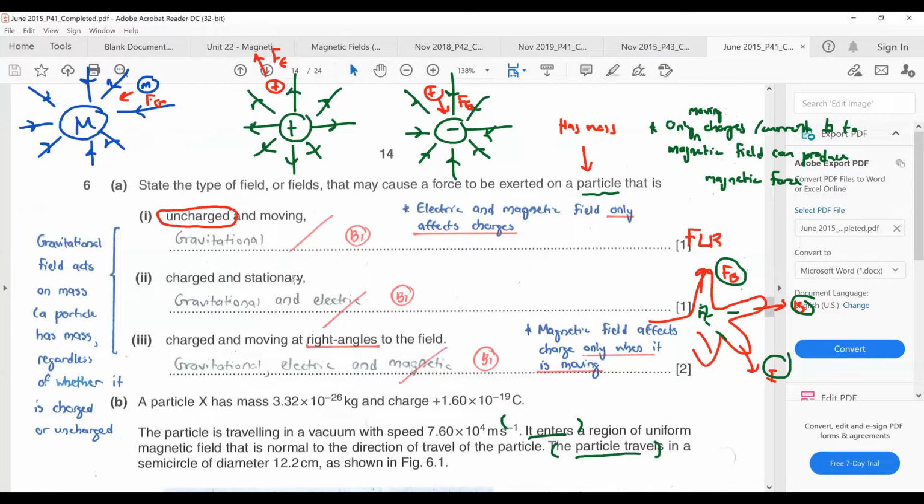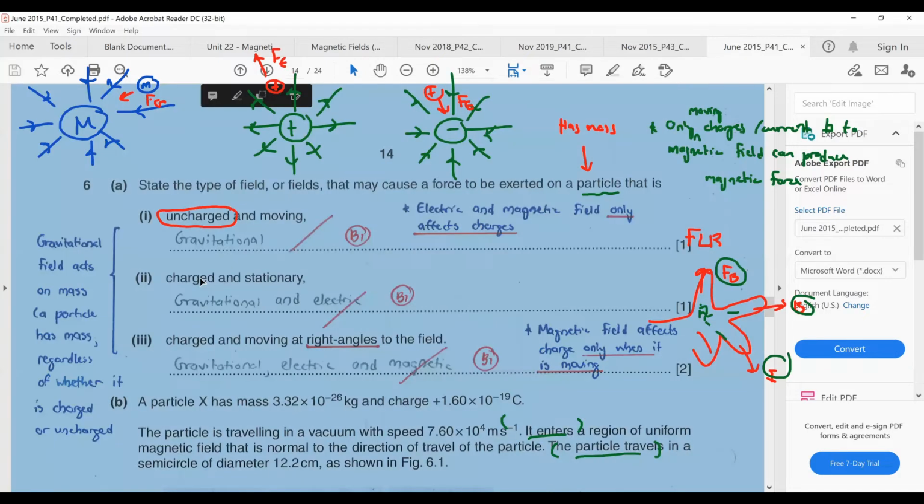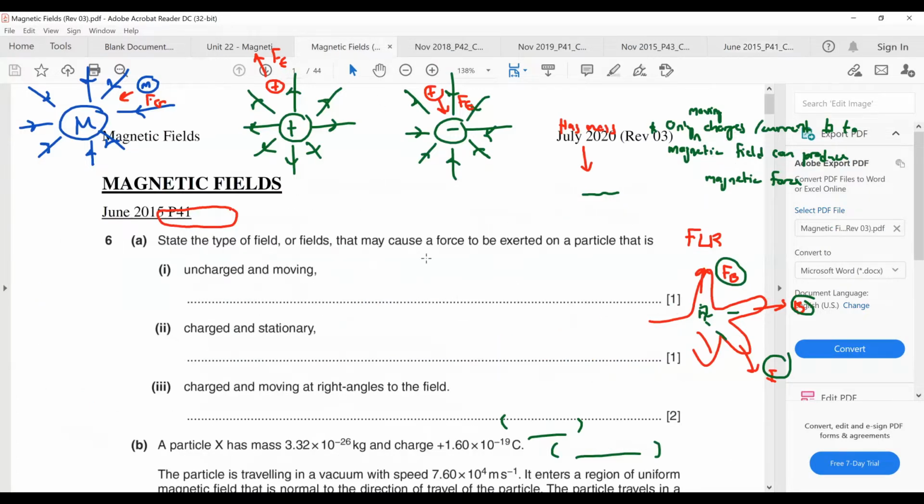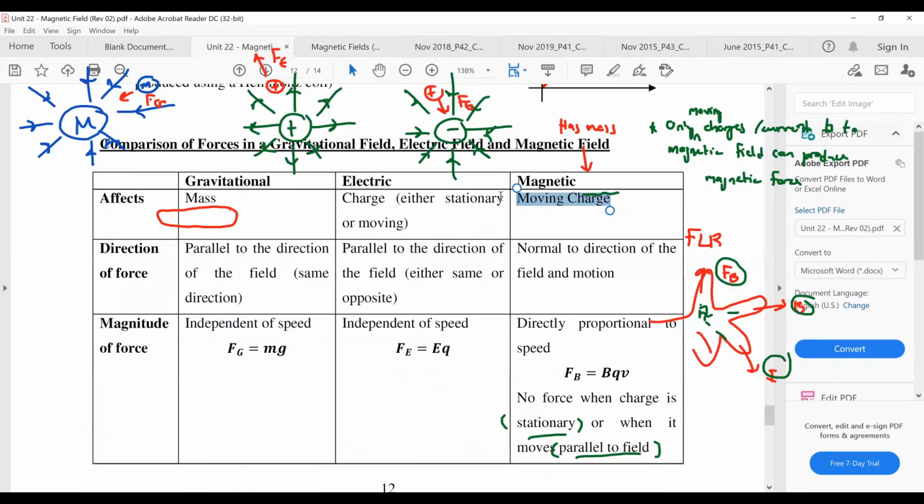Then what about a case where the particle is charged and stationary? As mentioned, the particle has mass, so a gravitational field can exert a force on it. It has charge, so an electric field can exert a force on it. It is charged but stationary, so a magnetic field cannot exert a force on it, because for a magnetic field you need to have both charge and the fact that the charge is moving.